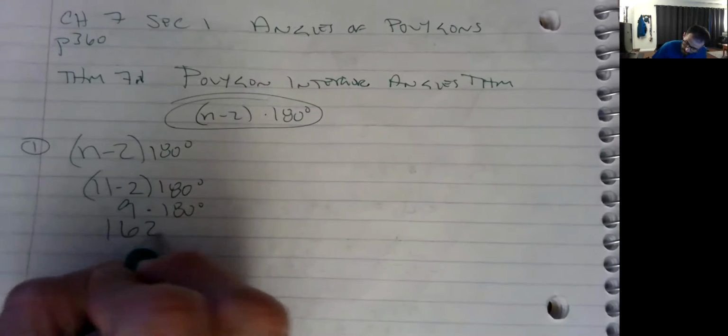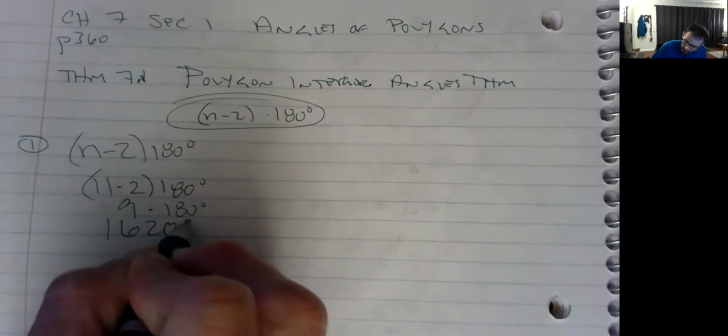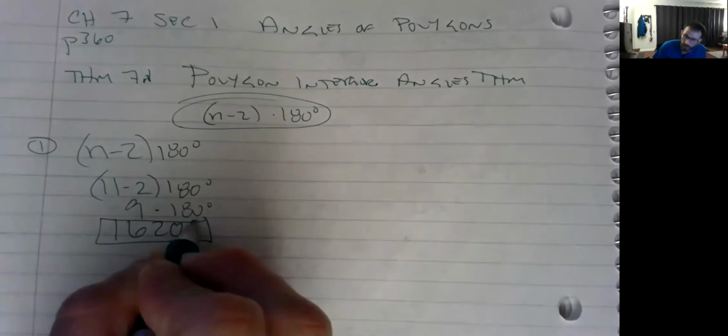I'm going to use a calculator. You're more than welcome to do mental math if you want to. 1,620 degrees. Do not forget the degree symbol. It is a degree. You need to write it.